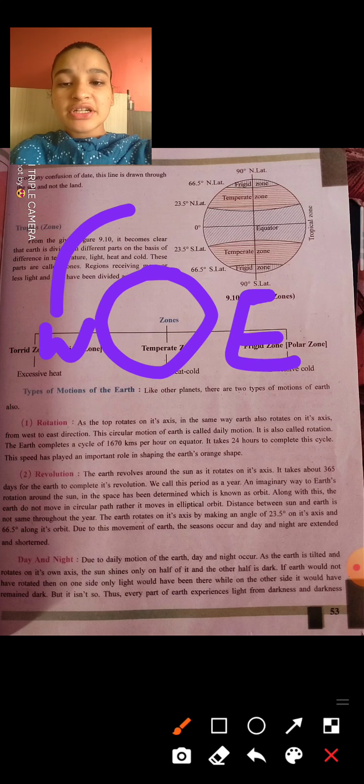As a top rotates on its axis, in the same way the earth also rotates on its axis. From west to east direction, the circular motion of the earth is called daily motion. So like a circle is there, here the earth. Here are west and east. It is rotation on its axis from west to east. And this is known as the daily motion. It is also called rotation. Daily it has to rotate from west to east, right? And it is also called rotation.